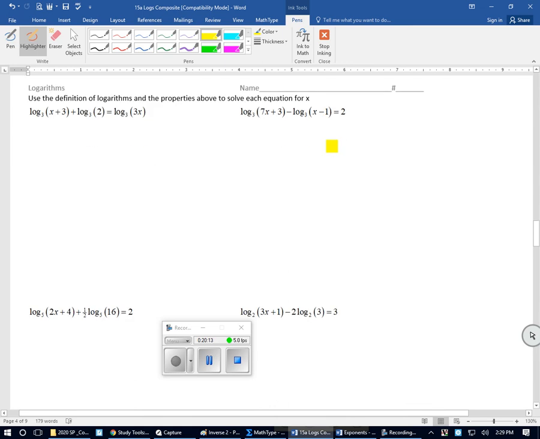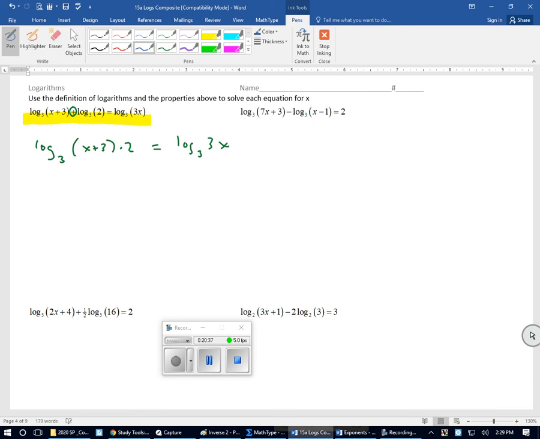Let's use our definition of logarithms to solve some equations here. Coefficients become exponents. Adding becomes multiplying. And so since I have log 3 of both sides, I can cancel that and get 2x plus 6 equals 3x. So x equals 6.